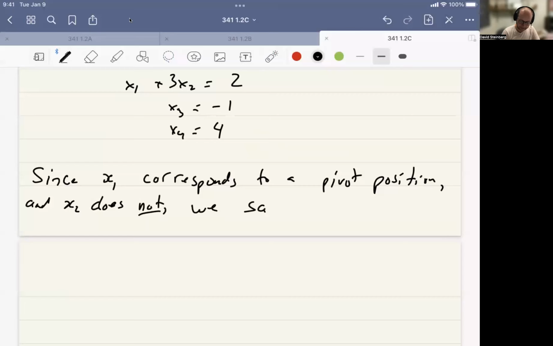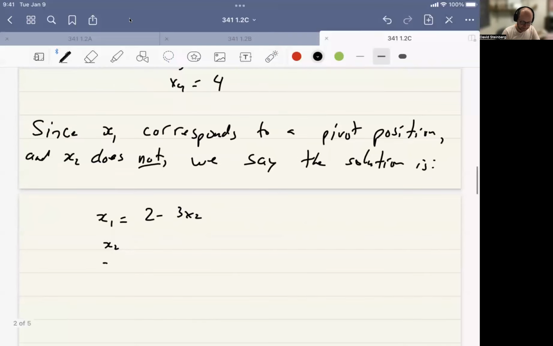we say the solution is that x1 is equal to 2 minus 3x2. x2 is anything. x3 is -1, x4 is 4.